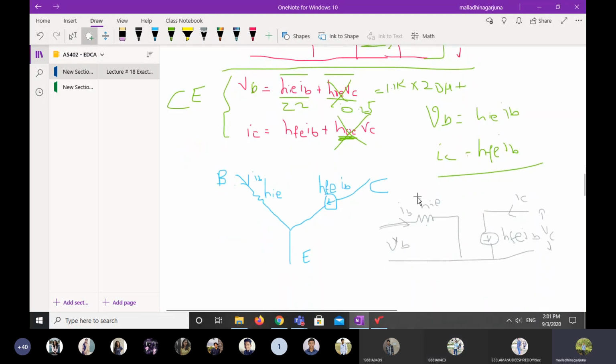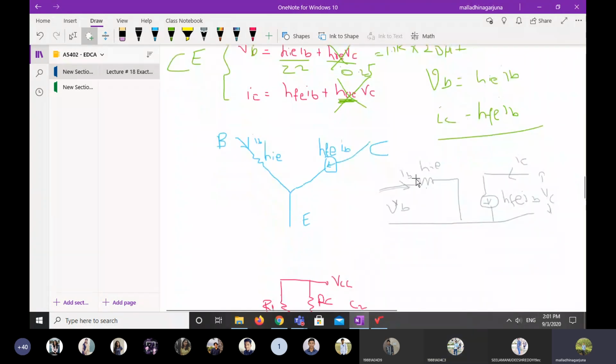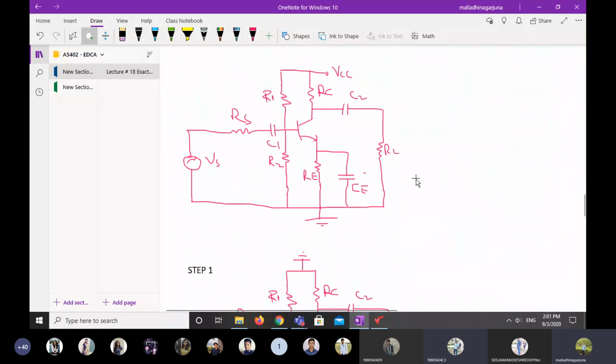Okay, so draw the h parameter model simplified. Next, we take analysis of the CE amplifier using the simplified model or approximate model. Draw the circuit. Heading: analysis of CE amplifier using simplified model.